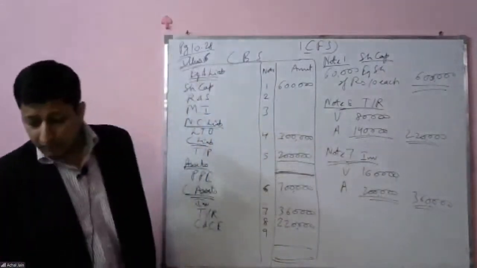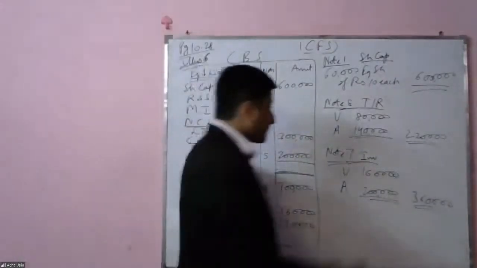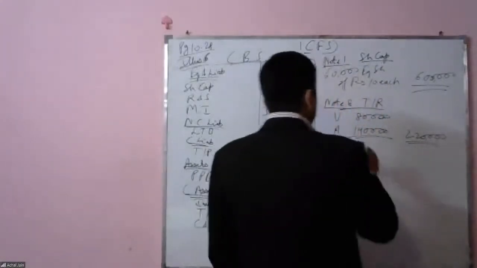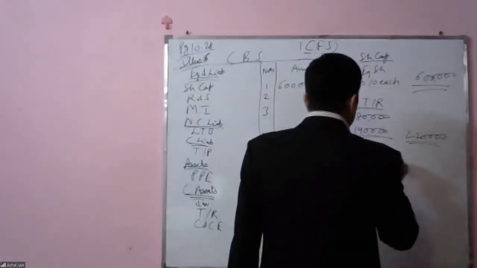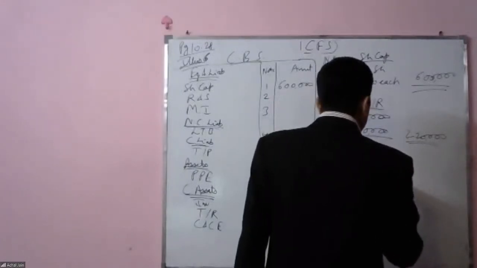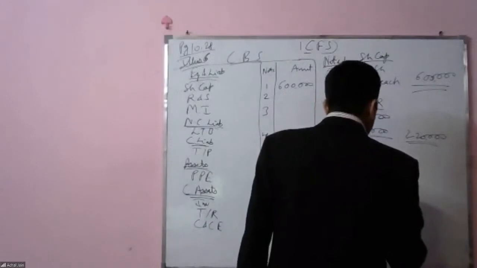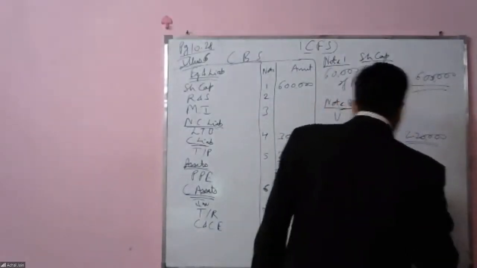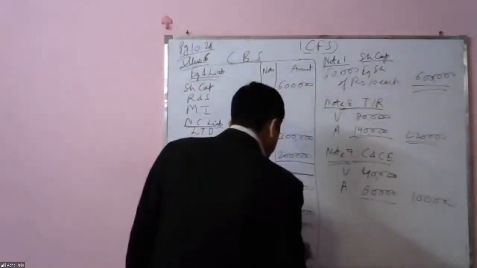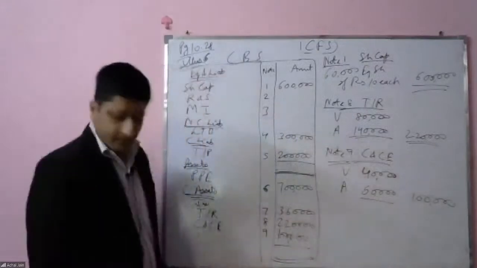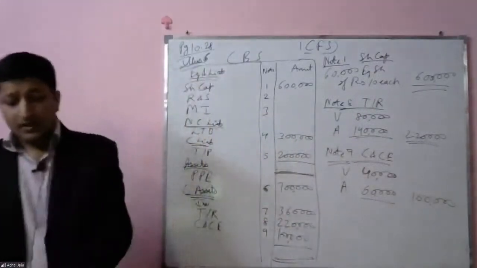Okay. Note number 9. Cash and cash equivalent, 40,000 and 60,000. So this becomes 1 lakh. So this is 1 lakh. Okay, clear?